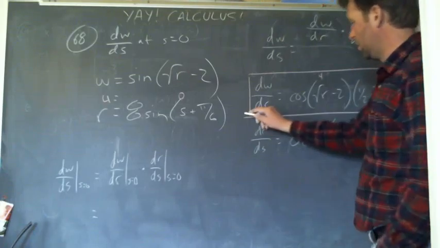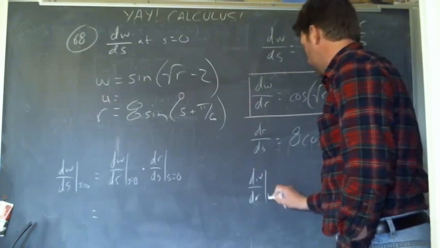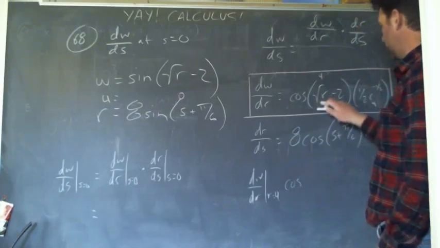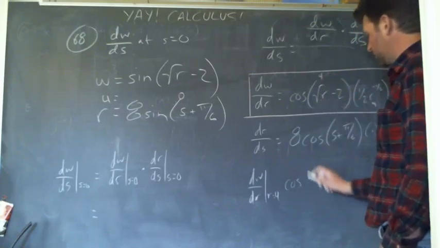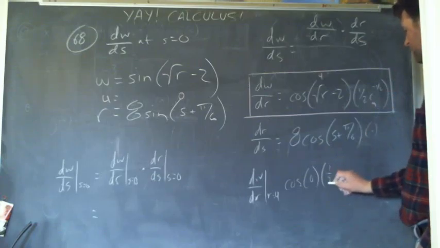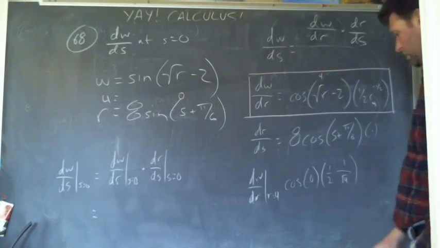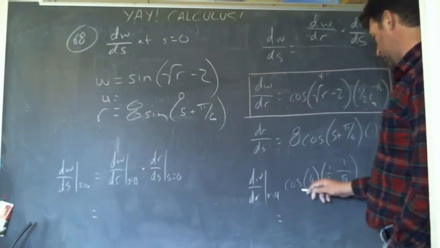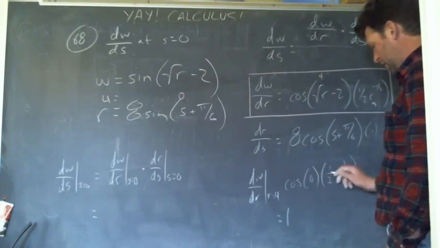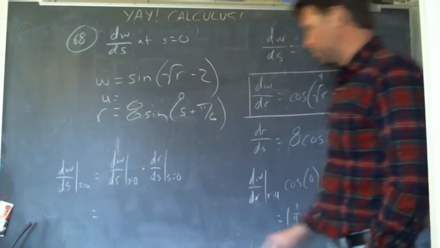So now let's evaluate derivative of w with respect to r at r equals 4. So that's going to be the cosine of square root of 4 is 2, 2 minus 2 is 0, times 1/2. 4 to the negative 1/2 is going to be 1 over the square root of 4. So that is cosine of 0 is 1. Square root of 4 is 2, so 1/2 times 1/2 is 1/4. It's 1/4.